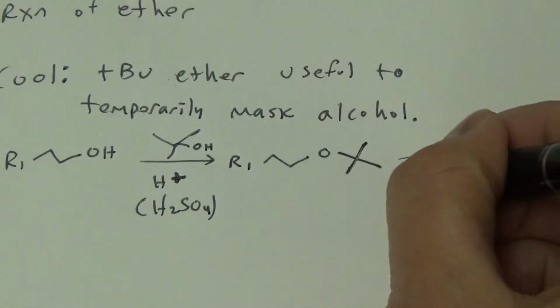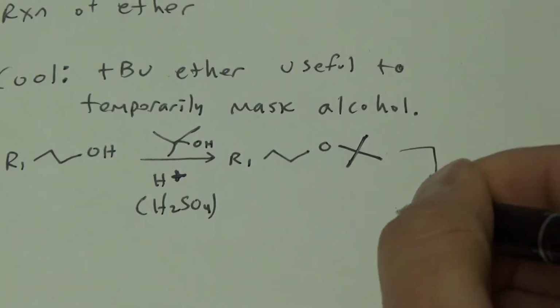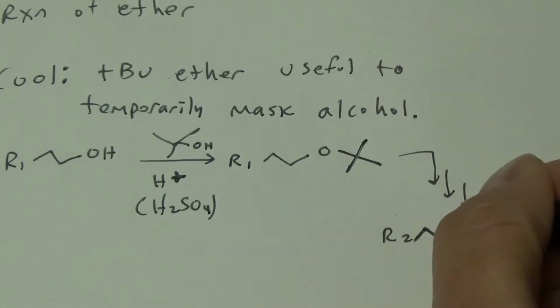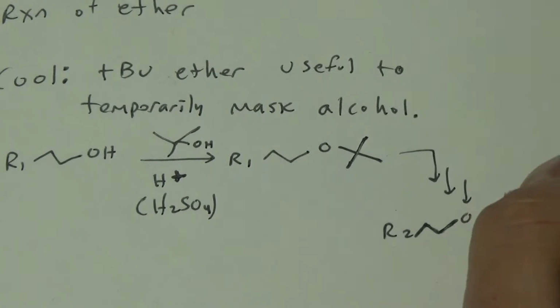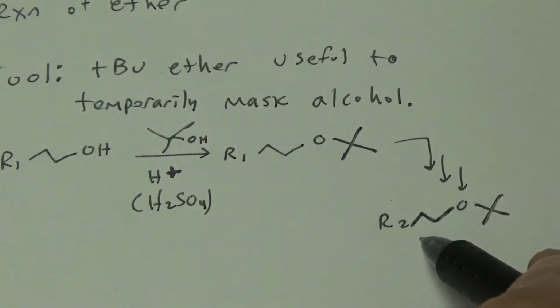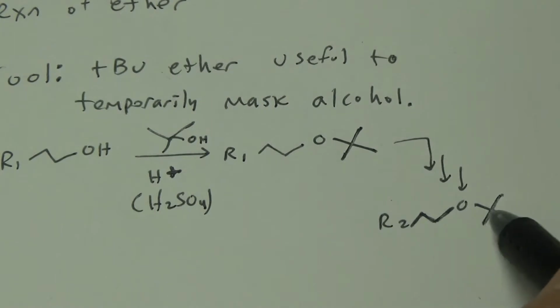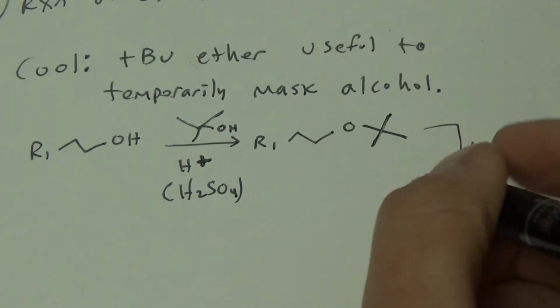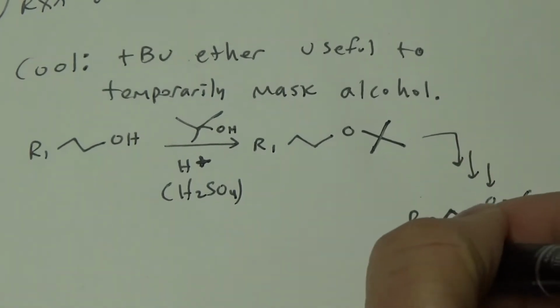We're like, all right, arrow, arrow, arrow. We're going to say, now we're going to make R2. Like we change whatever the R group is. And we'll do that in a second. And then we're like, okay, now we have this tert-butyl ether, we want to get rid of it. How do we do that? We just learned how to do that also.